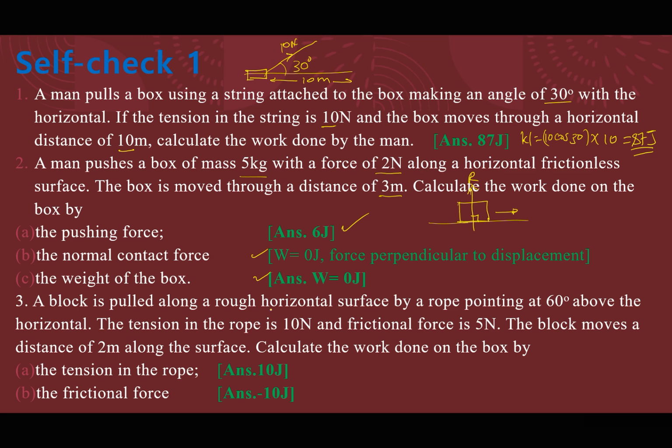A block is pulled along a rough horizontal surface. So rough means there is friction, by a rope pointing at 60 degrees above the horizontal. The tension in the rope is 10 newtons and the frictional force is 5 newtons. The block moves a distance of 2 meters along the surface. Calculate the work done on the box by the tension. Of course, the work done by the tension we have to resolve. Let me draw the diagram. Where should I draw the diagram? Let me draw it here.